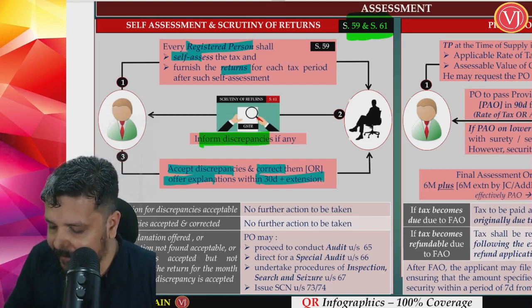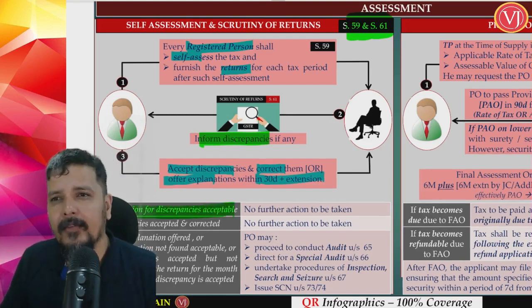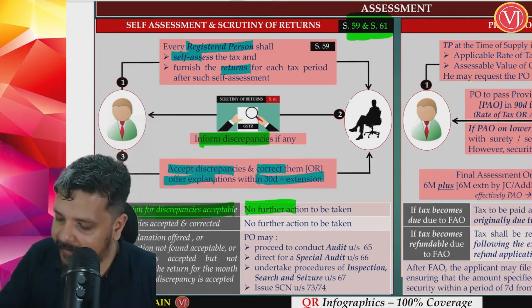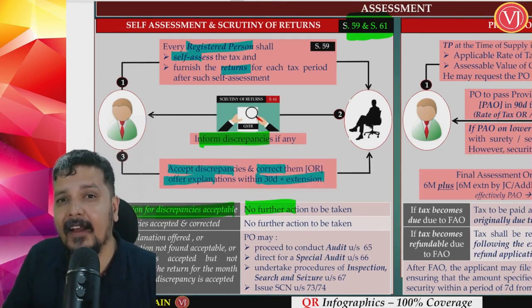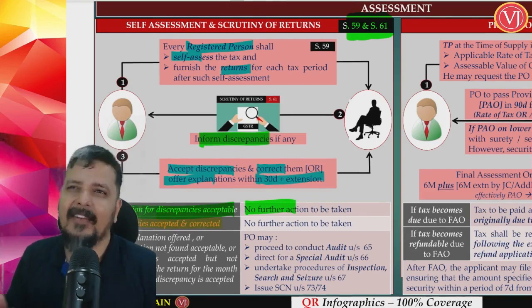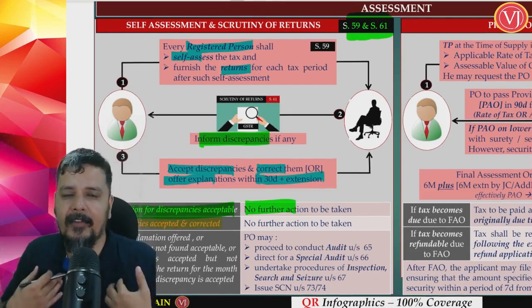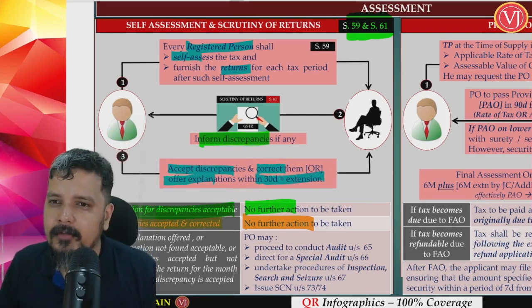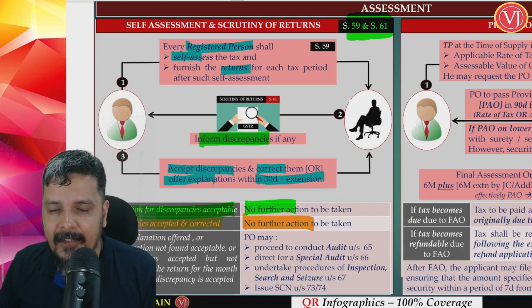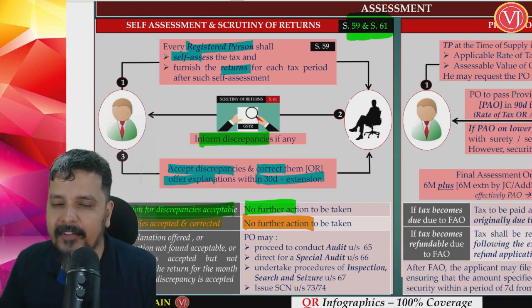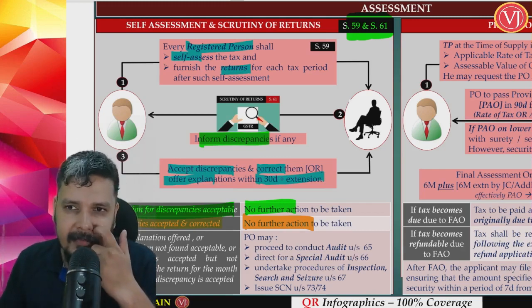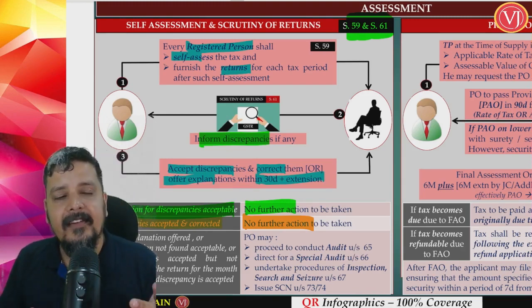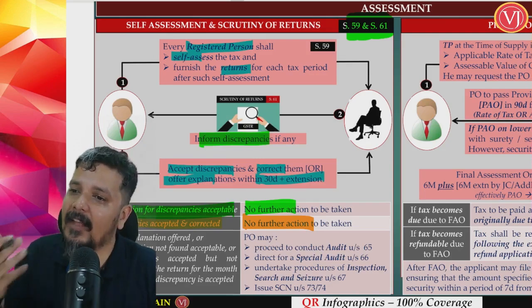If he is giving an explanation which is okay for the officer, nothing will be taken ahead. If he is accepting the difference, he is telling that yes, there's a mistake, I am ready to rectify my mistake, nothing will happen. See, within 30 days, what is required to do? Either accept the mistake, pay and close the chapter, or give an explanation. If he is accepting the mistake and paying the dues, the chapter is closed. If he is giving an explanation and the officer is satisfied, the chapter is closed.